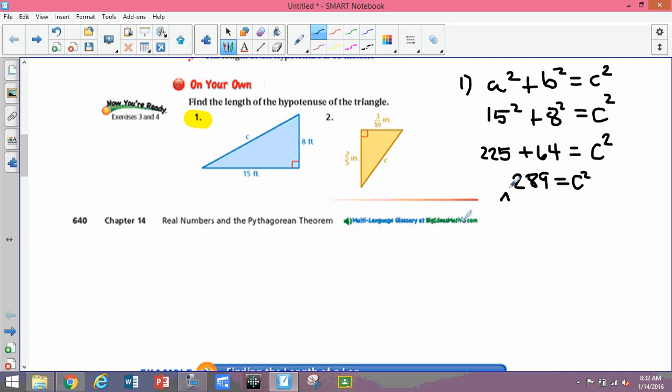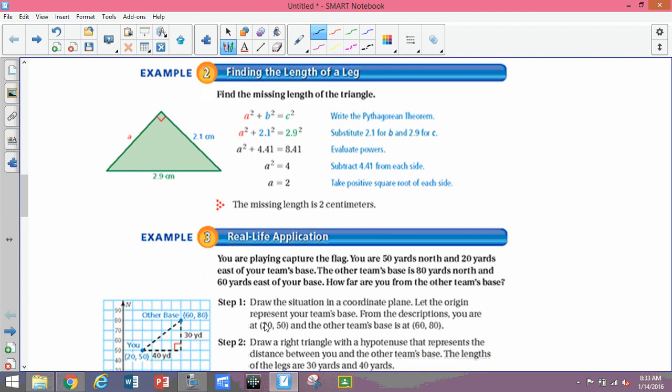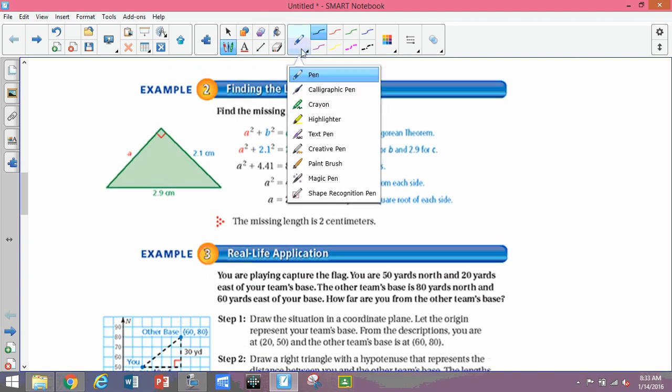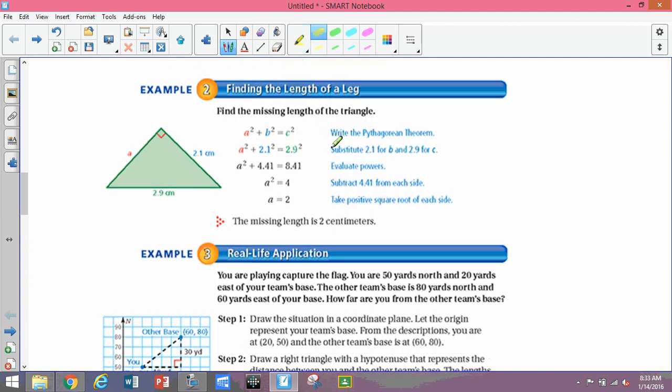So then you take the square root of 289 and the square root of c squared, because I want to get that c alone. The square root of c squared is c, and the square root of 289 is 17 feet. That's how you do the Pythagorean theorem when you're looking for c, the hypotenuse. Okay?